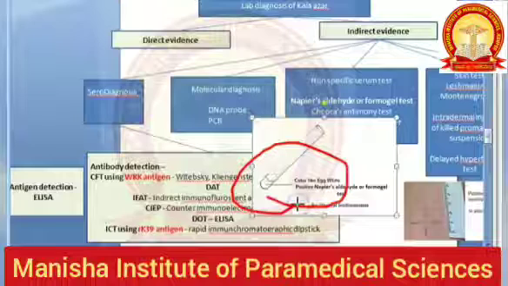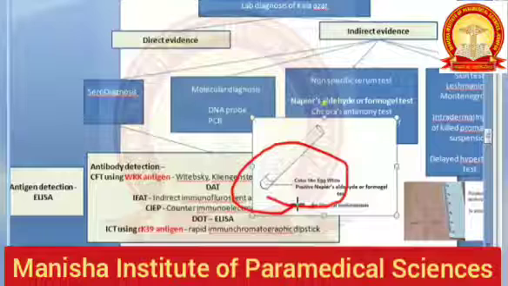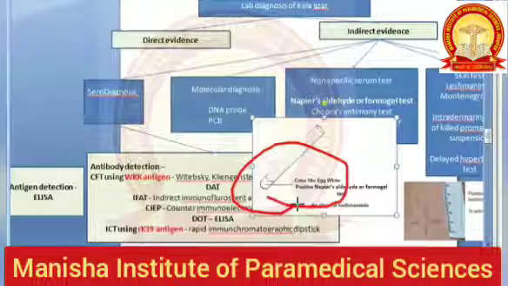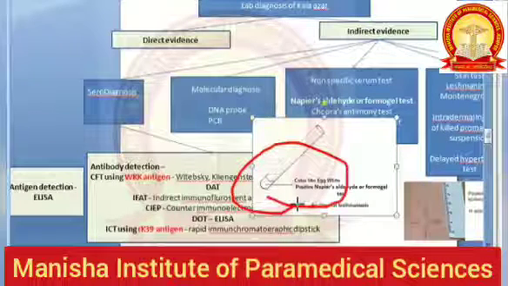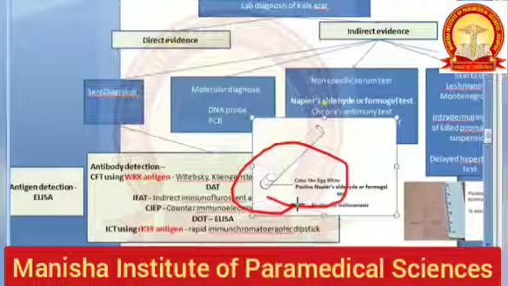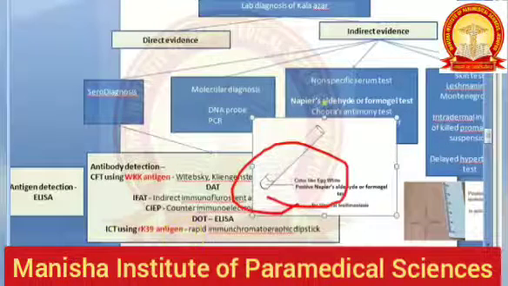It's positive only if there is hypergammaglobulinemia, but it does not say anything about visceral leishmaniasis specifically. Hypergammaglobulinemia is there, that's what it is telling. It's not specific to Leishmania. But in cutaneous leishmaniasis, it will be negative because there will be no hypergammaglobulinemia.